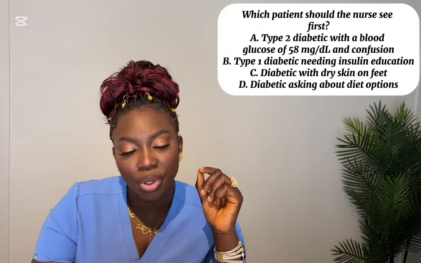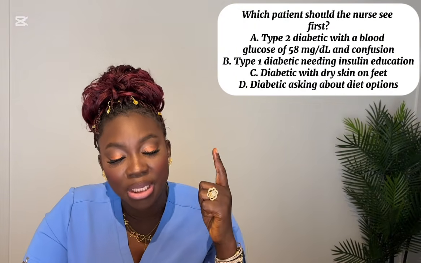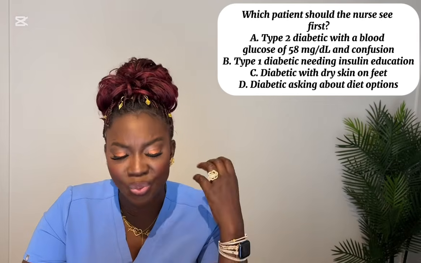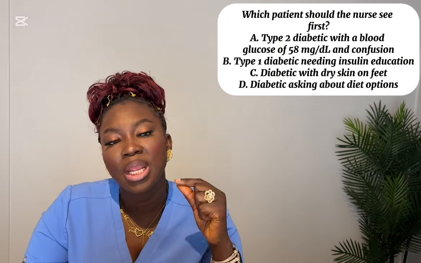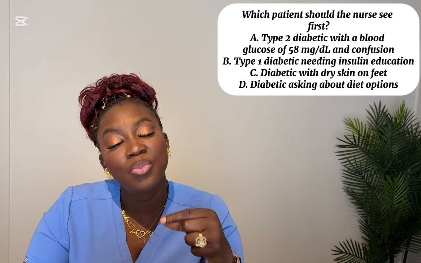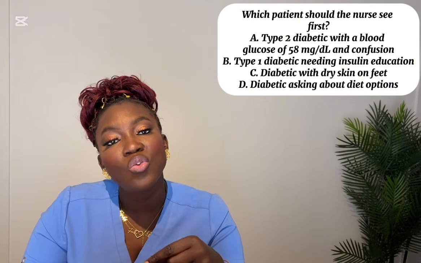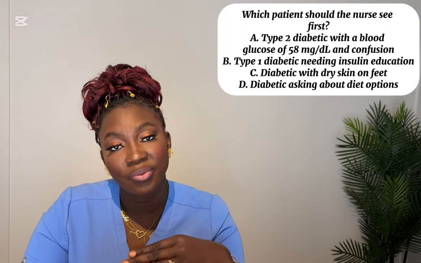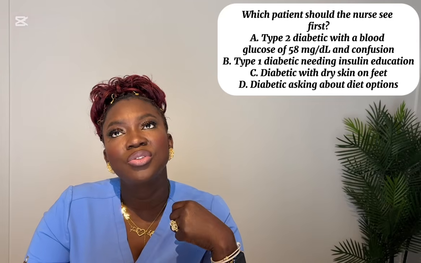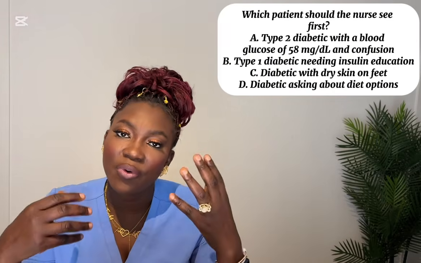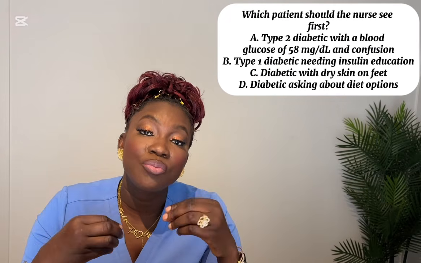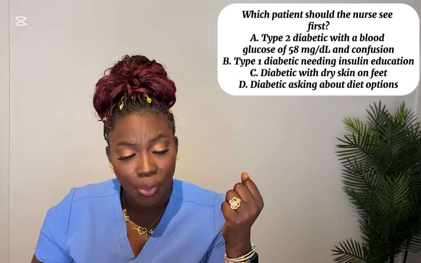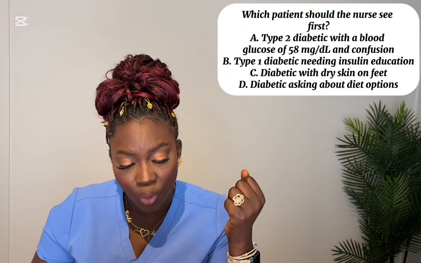Now let's go through the wrong choices. B, type 1 diabetic needing insulin education. This can wait. Education can wait. Remember, type 1 diabetes is always insulin dependent. They take insulin for the rest of their life, right? While with type 2 diabetes, you can do lifestyle modifications before eventually assuming insulin therapy, right? So education can wait.